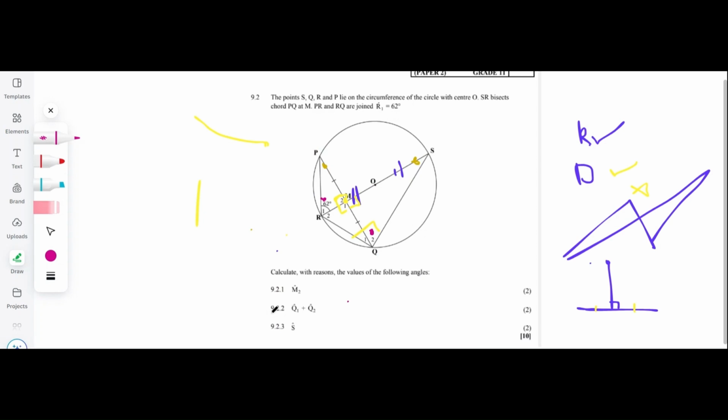And so let's continue with the next question, 9.2.2. What is Q1 plus Q2? Now that's very obvious. This is so obvious. We've annotated that onto the diagram.